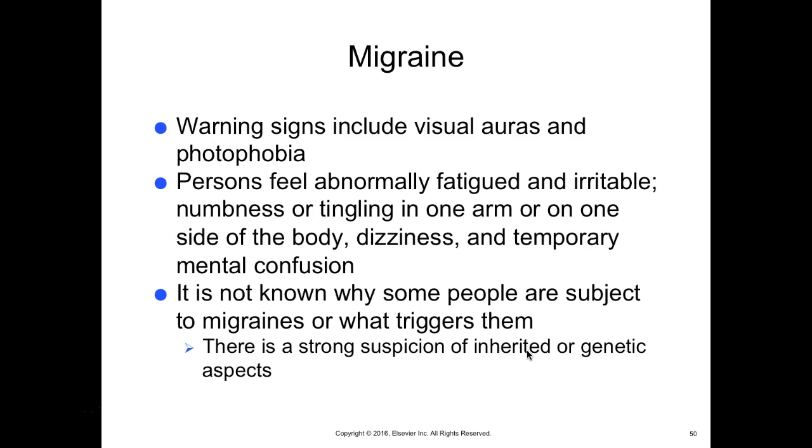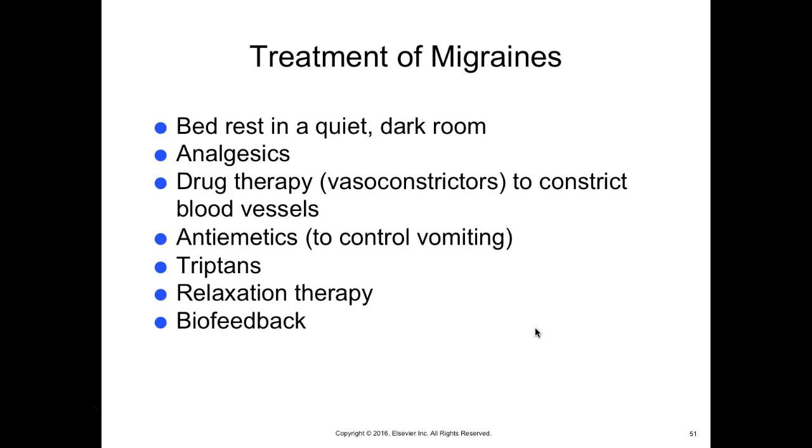They may feel abnormally tired and irritable. They may have numbness or tingling in one arm or one side of the body, dizziness, and temporary mental confusion. It's not known why some people have migraines and what triggers them, but there is consideration that it's inherited or has a genetic aspect. Treatment of migraines: bed rest in a quiet, dark room, pain medications, drug therapy. We use vasoconstrictors to constrict the blood vessels because with migraines, the blood vessels dilate. Antiemetics control nausea and vomiting, and there are also triptans, relaxation therapy, and biofeedback therapy.